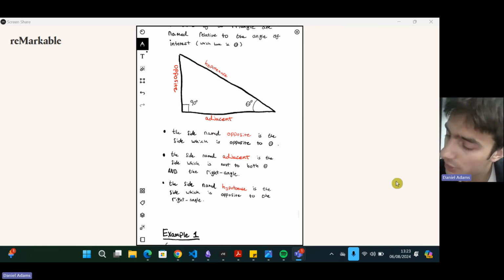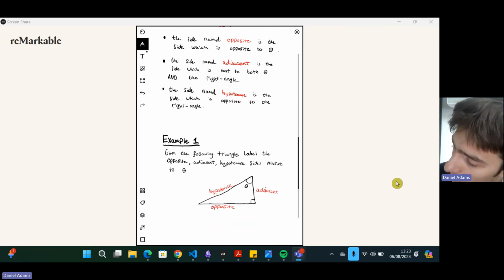And the last side that we name in the triangle is called the hypotenuse, and this is the side which is opposite to the right angle of the triangle. So we look at this right angle, we look opposite it, and we find the side which is always called the hypotenuse. Okay, and you can see that's not going to change depending on what angle theta is here. The hypotenuse is not going to change. It's always going to be the one opposite the right angle of the triangle.